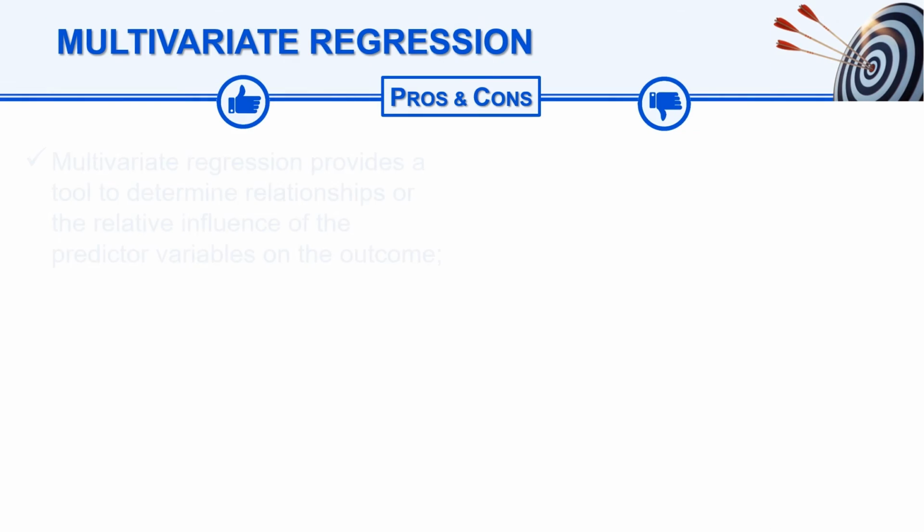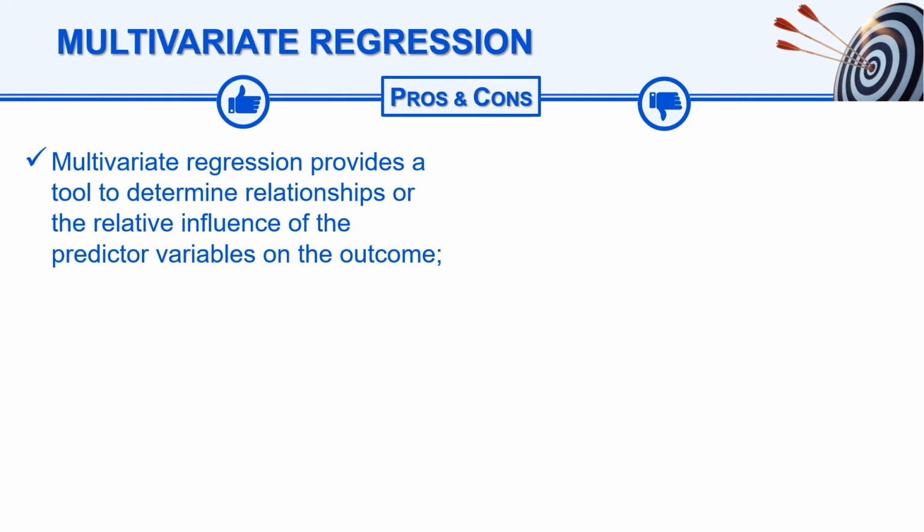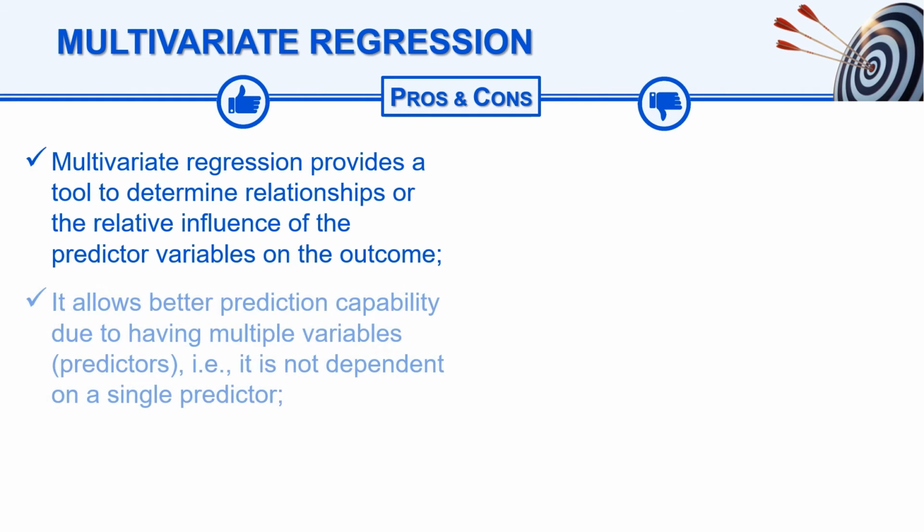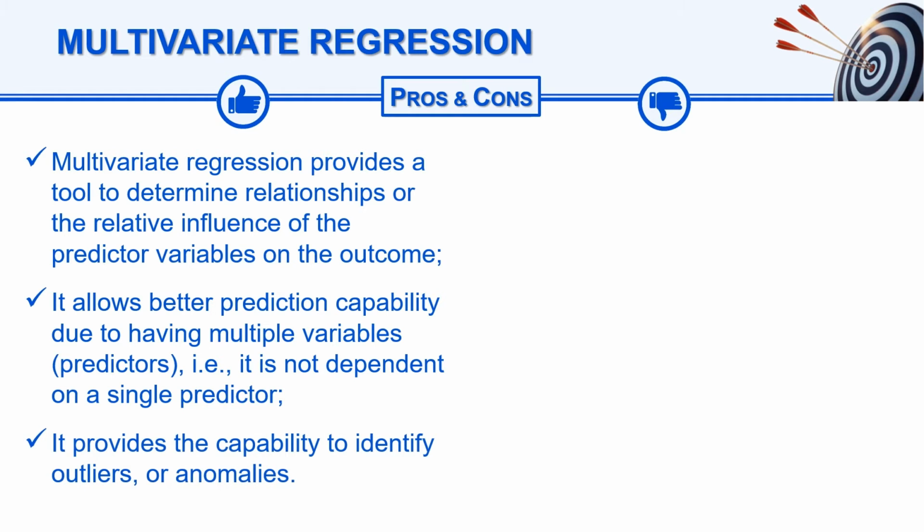The advantages of multivariate regression are: Multivariate regression provides a tool to determine relationships or the relative influence of the predictor variables on the outcome. It allows better prediction capability due to having multiple variables, predictors, i.e., it is not dependent on a single predictor. It provides the capability to identify outliers or anomalies.